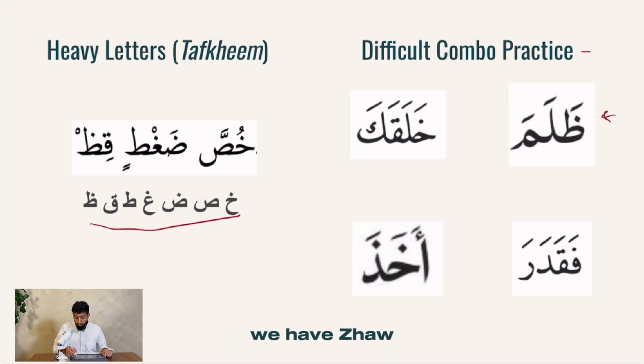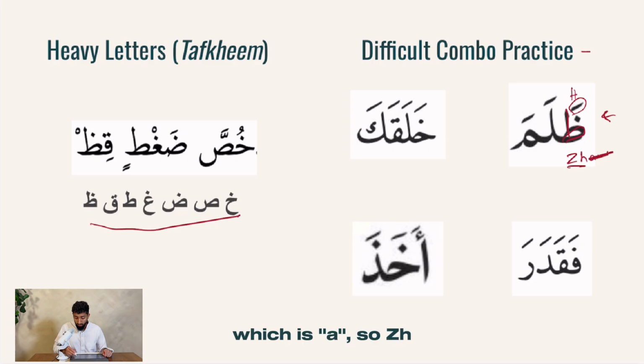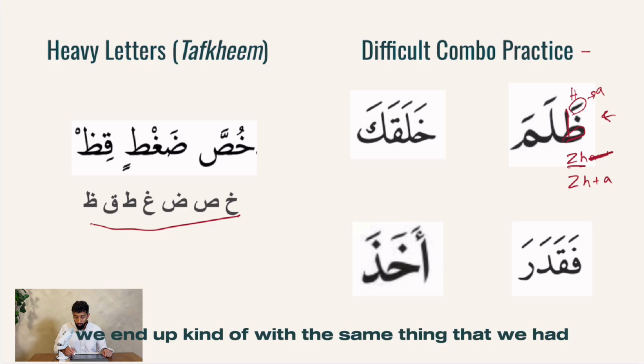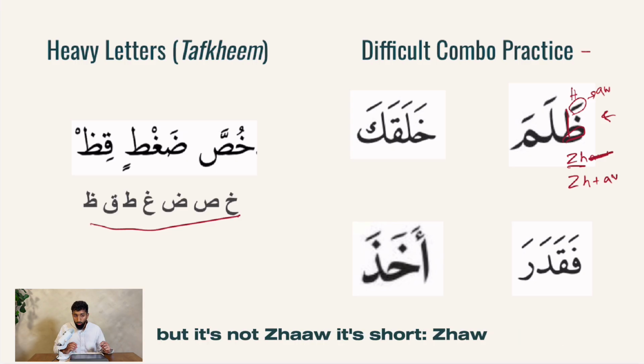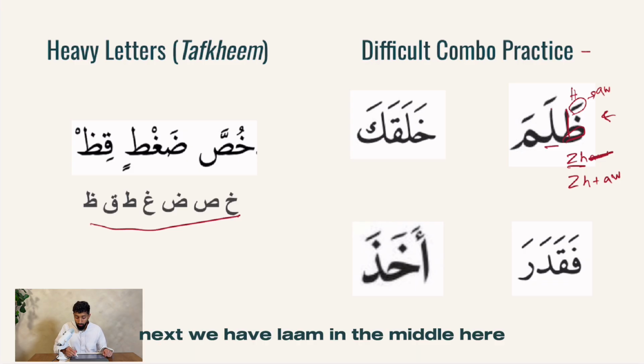So the first one here, we have va, heavy, with a fatha. So va, we'll take the consonant sound, and then we will add the fatha sound, which is a, so va. And then we have the a sound, but on heavy letters, it's actually a. So we end up kind of with the same thing that we had, but it's not va, it's short, va, va.